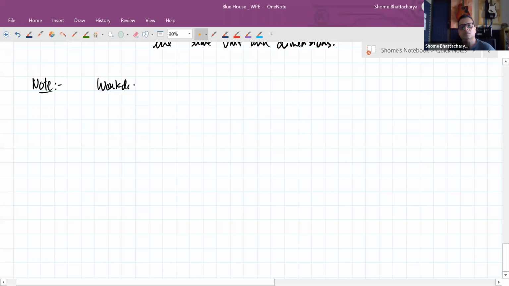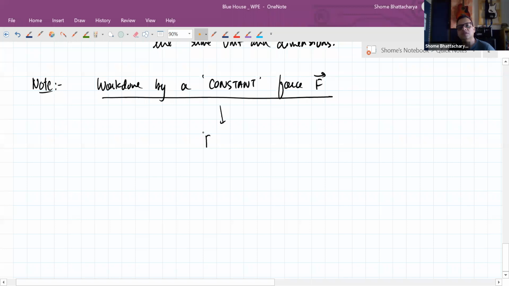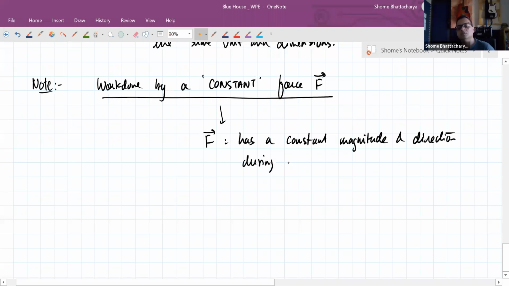Work done by a constant force. So what do we mean by a constant force? The force F has a constant magnitude and direction. Both things should be constant. Neither should the direction be changing, during the entire motion, from initial to final position.